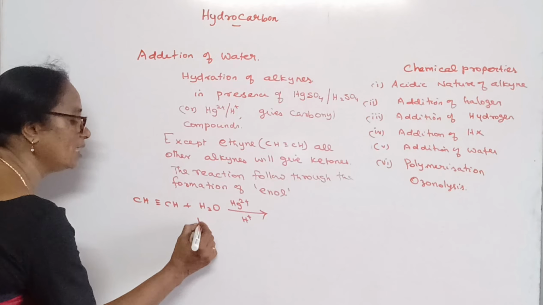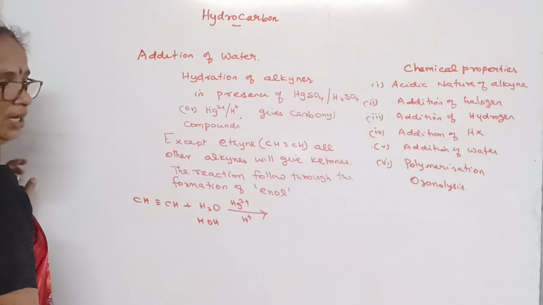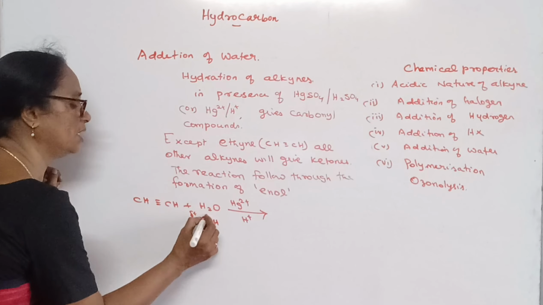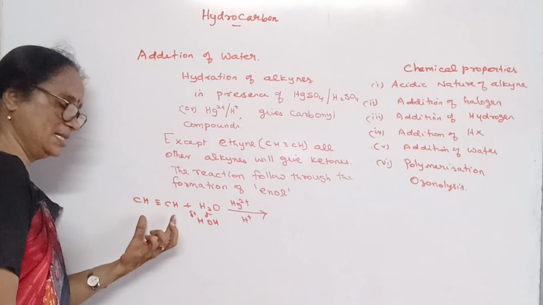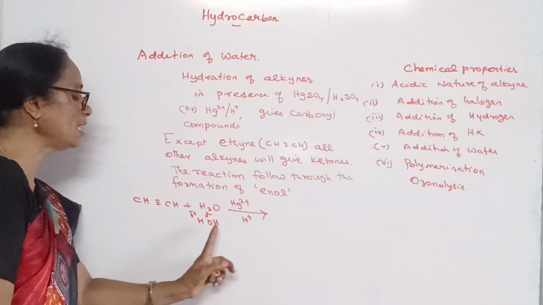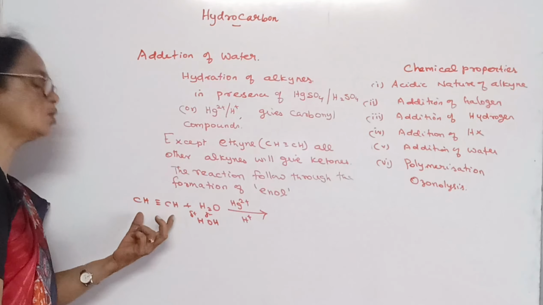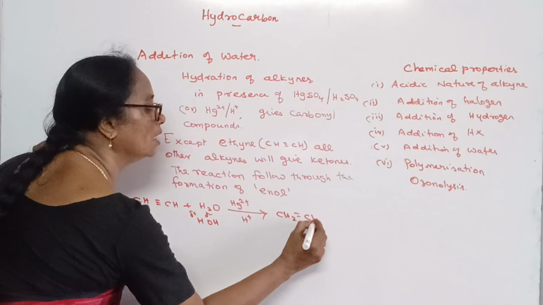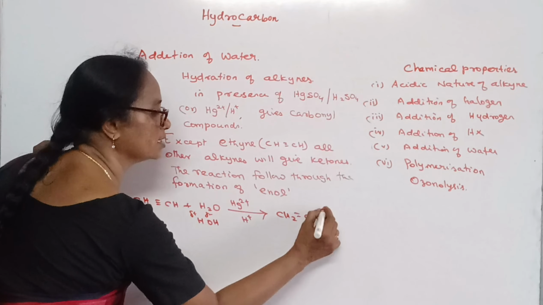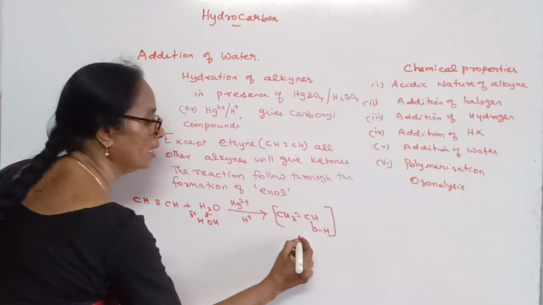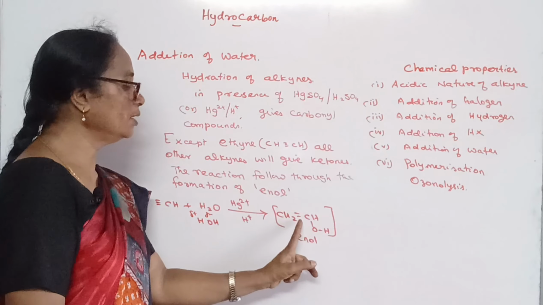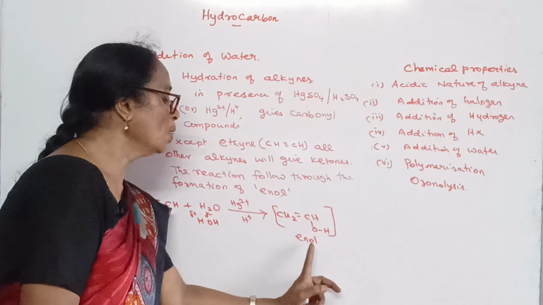So the water we can write as HOH. One is a proton, the other one is a hydroxyl ion. So one will be positive, the other will be negative. See, the alkyne is symmetric, so we can add the H and OH to either of the carbons. So I will get CH2 double bond CHOH. This is called enol: en, due to the presence of the double bond, and ol, containing the OH group.